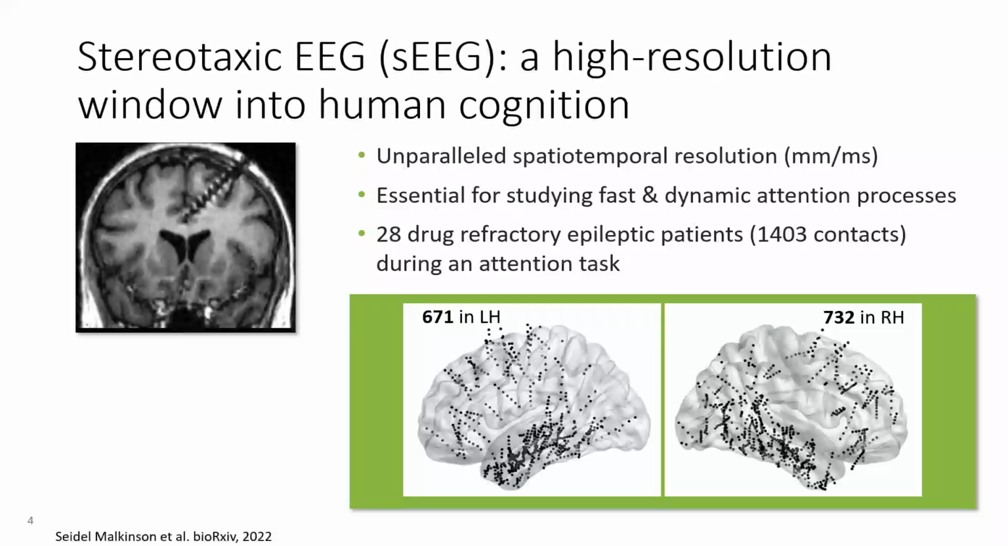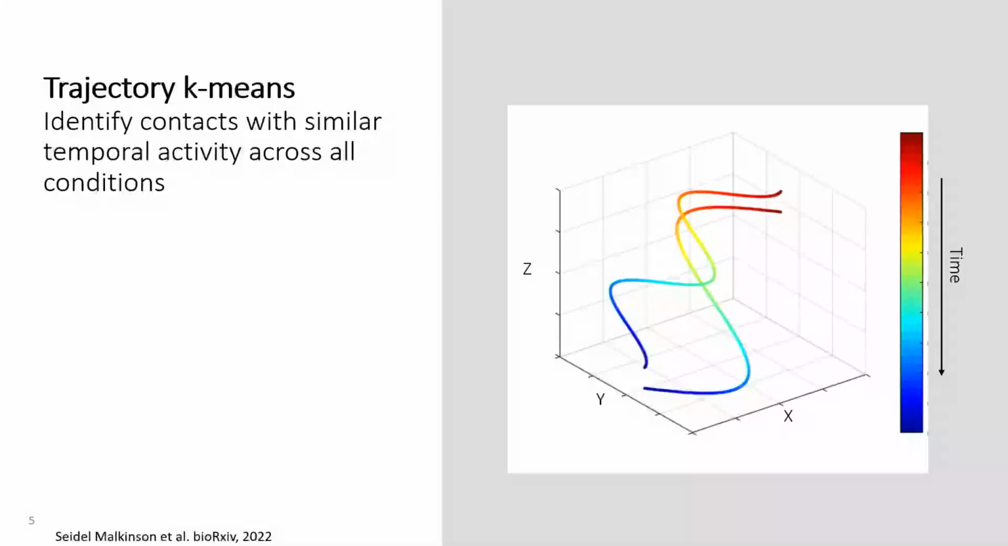And so we were facing this very complex and big data set. In order to make sense out of it and identify the most meaningful temporal patterns, we developed a data-driven approach called trajectory k-means that allowed us to identify contacts with similar temporal activity across all conditions. So what is a trajectory? Here you see a trajectory.